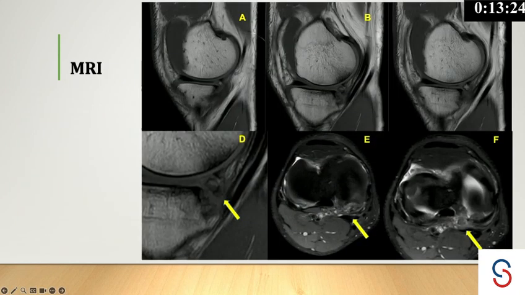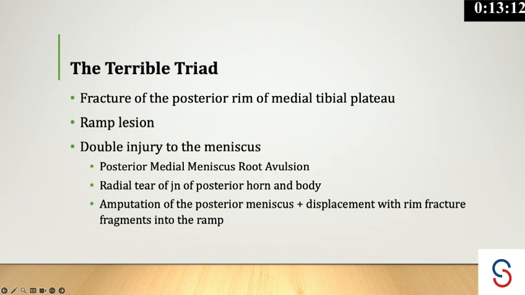MRI scan confirmed fracture of the posterior rim of the medial tibial plateau, as seen in the sagittal sections, as well as evidence of injury to the adjacent meniscus. So in our case, the following were seen: fracture of the posterior rim of the medial tibial plateau, ramp lesion, and a double injury to the meniscus, which has resulted in an amputation of the meniscus. These injuries are an avulsion of the posterior root and a complete radial tear. It's an oblique type of radial tear.